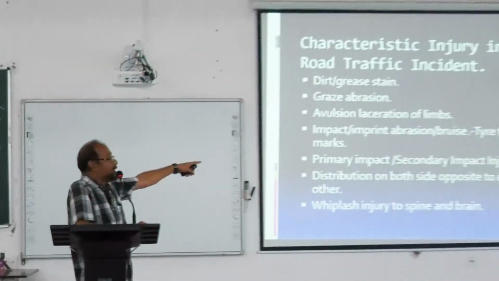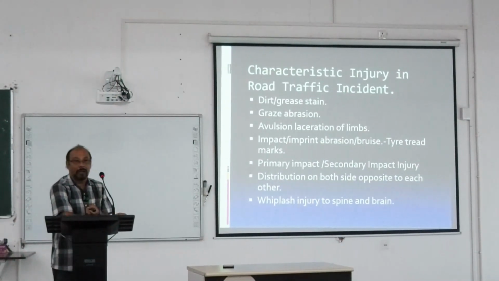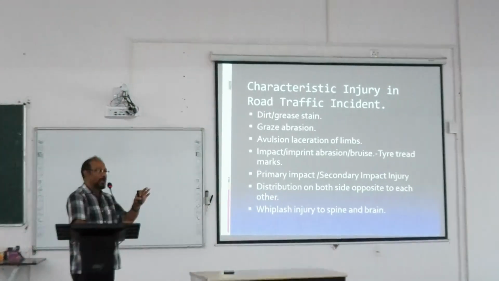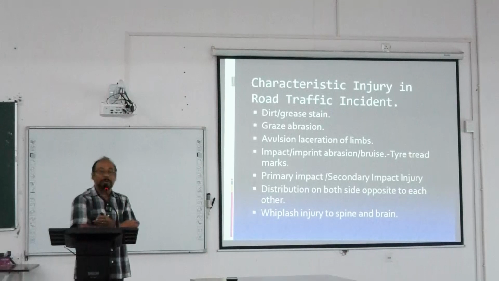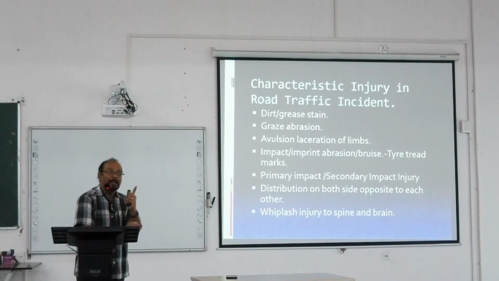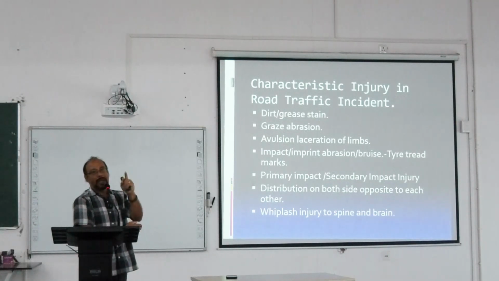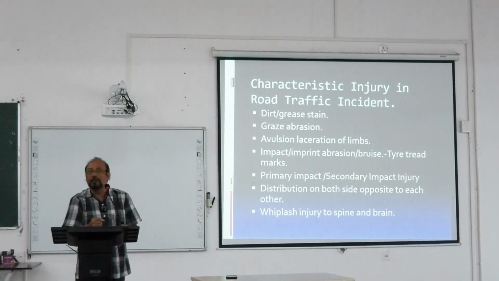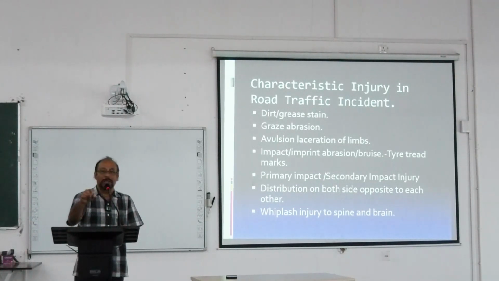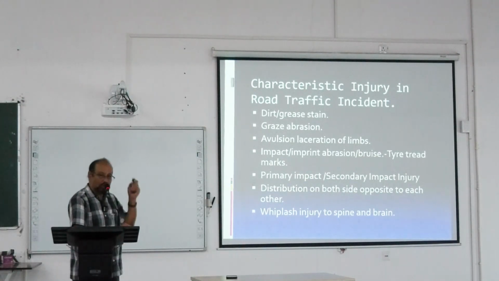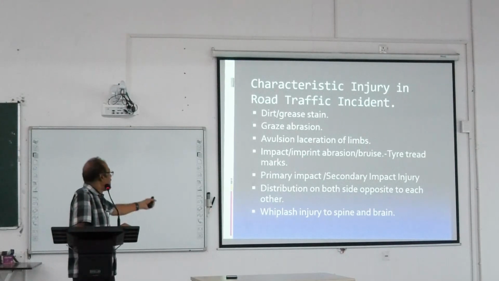So, avulsion laceration. Impact imprint abrasions, tire tread mark. If there is a tire mark, that means it is a run over. A tire tread mark is very important. Why important? It is just like a fingerprint of a person. The vehicle can definitely be identified from the tire mark. All tire marks are definite and peculiar to that vehicle. So a tire tread mark indicates it is a road traffic injury. Surely it's a road traffic injury and it's a run over injury.